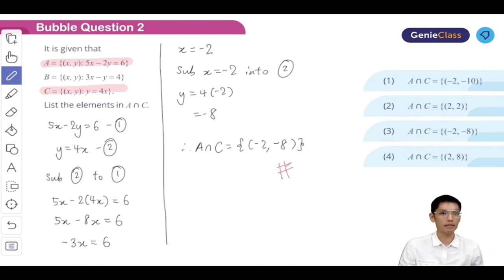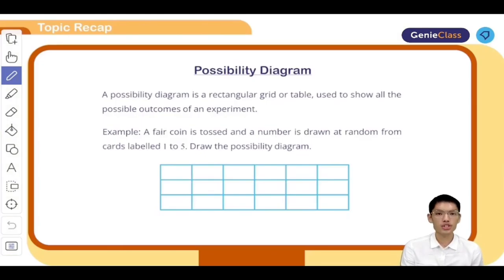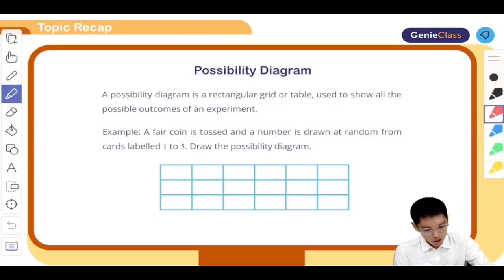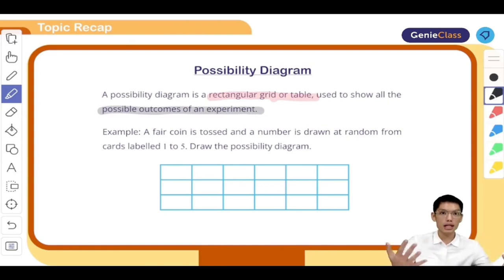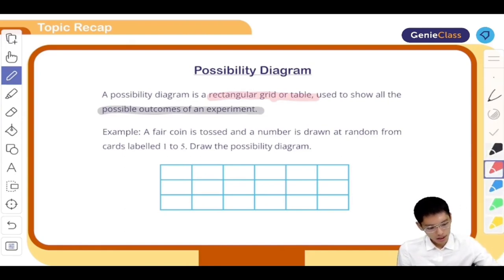Probability of combined events. So one way whereby probability of combined events can be shown is through a possibility diagram. So what is a possibility diagram? In this case, usually represented in a rectangular grid or table. What happens? We can list all possible outcomes of an experiment, usually if there are 2 simultaneous ones. So usually 2 of them. Right, so take note, usually 2 possible different outcomes, like 2 events.